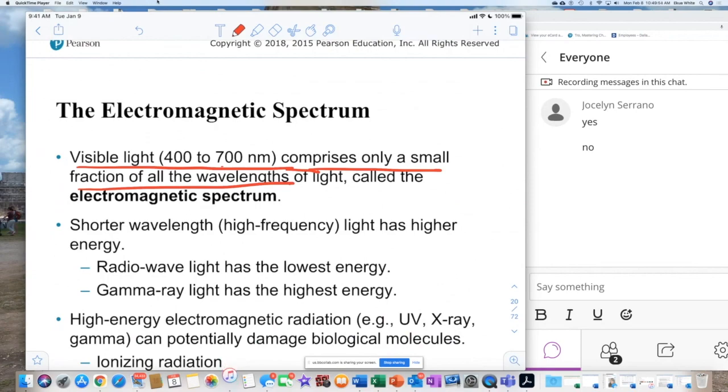But I have heard. Remember, the shorter the wavelength, the higher the frequency, the higher the energy. Okay, so radio waves has the lowest energy, it has the longest wavelength.